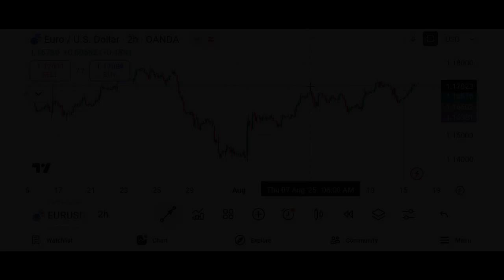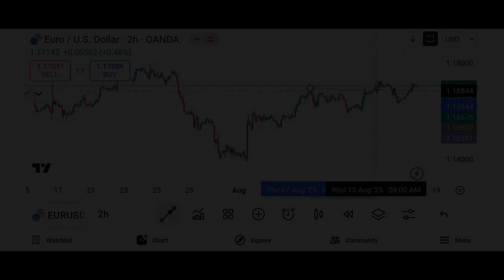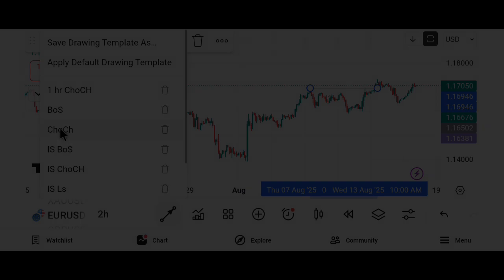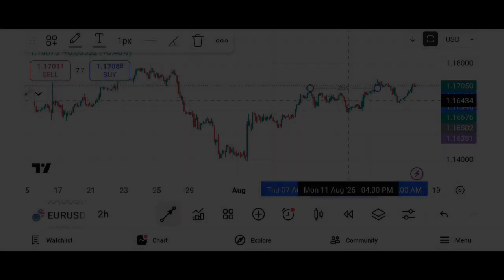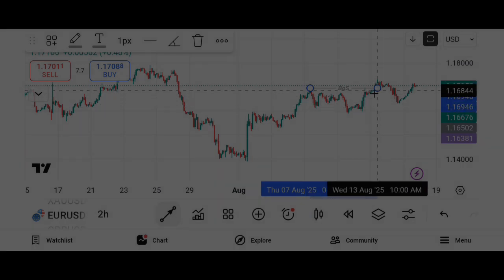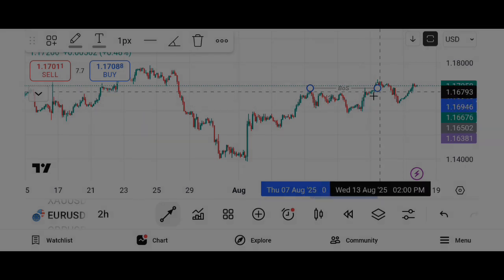So here we are on Euro USD, 2 hours time frame. We have this break of structure here, which is what? The bullish demand zone. A break of structure to the upside is a demand zone. Below here, these zones will reverse prices upward. Buyers step in on this area and reverse the prices upward.